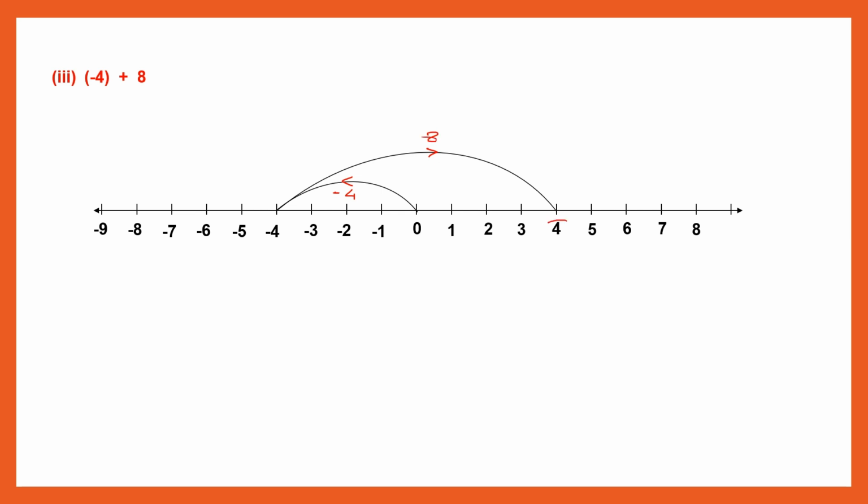And what is our answer? Our answer is 4. So let's write that down. Negative 4 plus 8 is equal to 4, which is our answer.